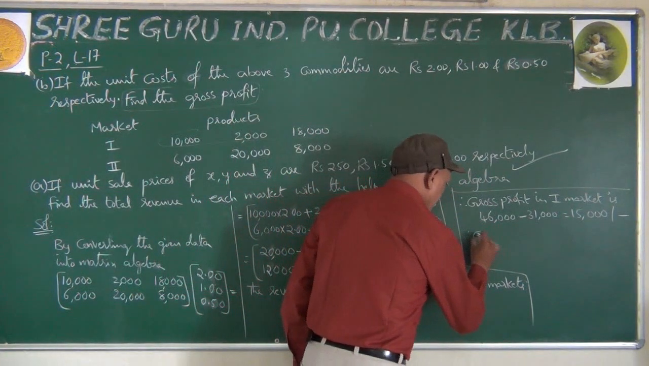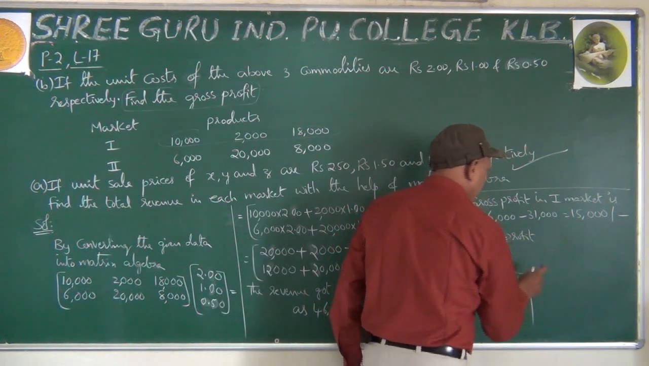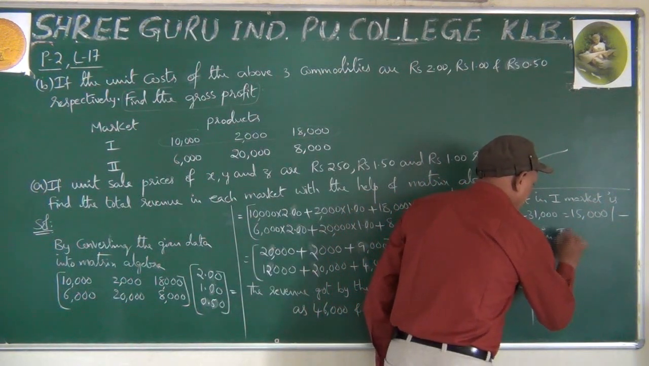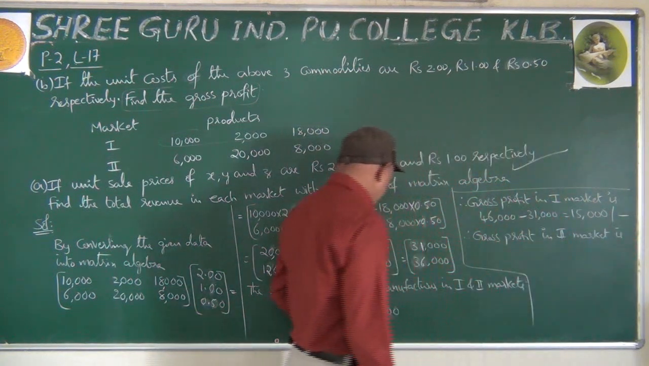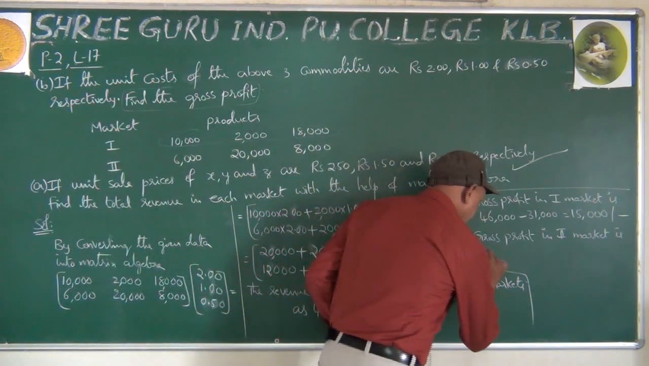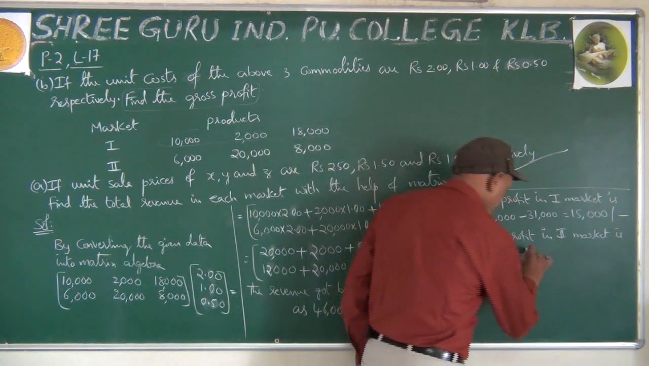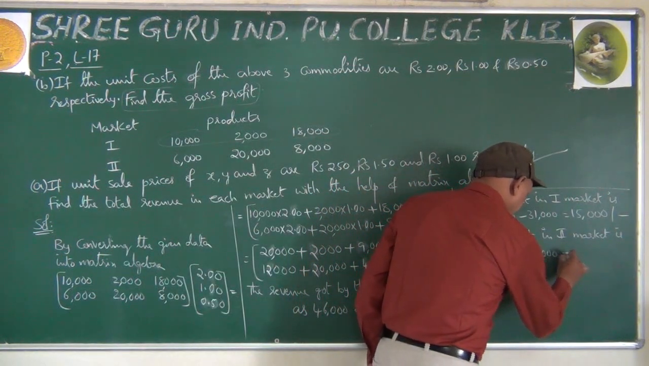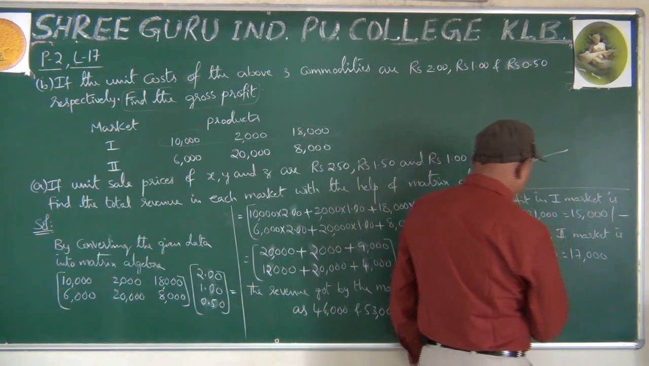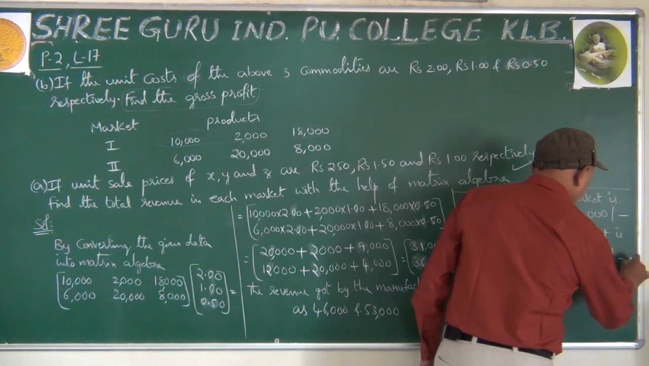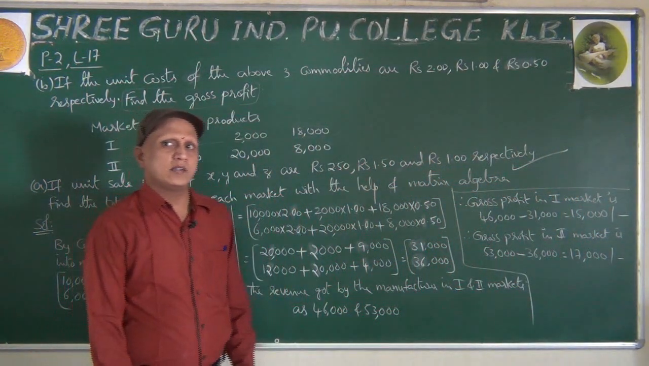Next, the gross profit in the second market you also have to know. Gross profit in the second market is 53,000 minus 36,000, equal to 17,000, I think. Yes, 17,000. 14 plus 3, 17,000. Right? This is the answer.